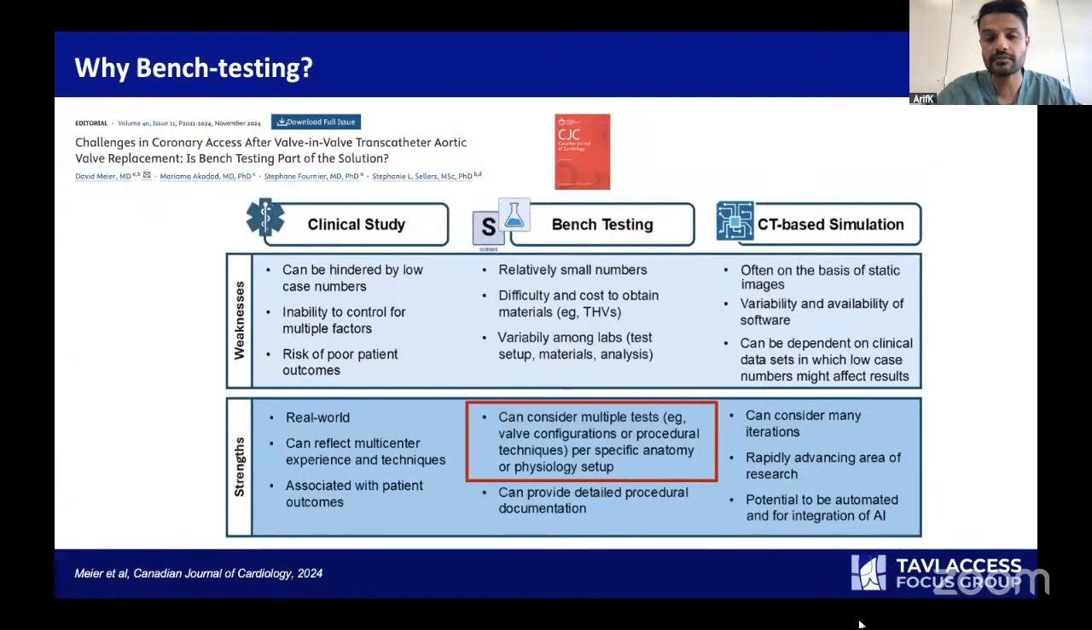As a simple example, take the redo-TAVI field. You can't, inside a patient, implant a combination of redo-TAVI, take that out, put another one in, take it out, put another one in. Whereas in bench, you can do that.